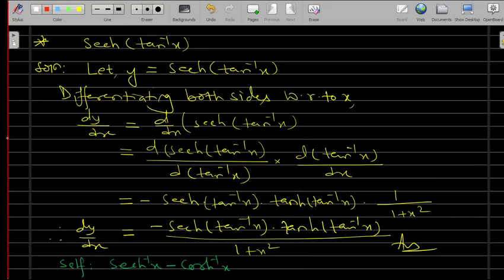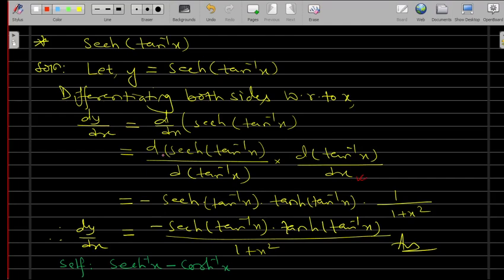Similarly, another question is find the derivative of hyperbolic sec tan inverse x. We have to find the derivative of hyperbolic sec tan inverse x. Firstly, let's suppose y equal to hyperbolic sec tan inverse x. Differentiating both sides with respect to x, we get dy by dx equal to the derivative of this. So the derivative of hyperbolic sec tan inverse x with respect to tan inverse x, times the derivative of tan inverse x, here not hyperbolic, with respect to x.